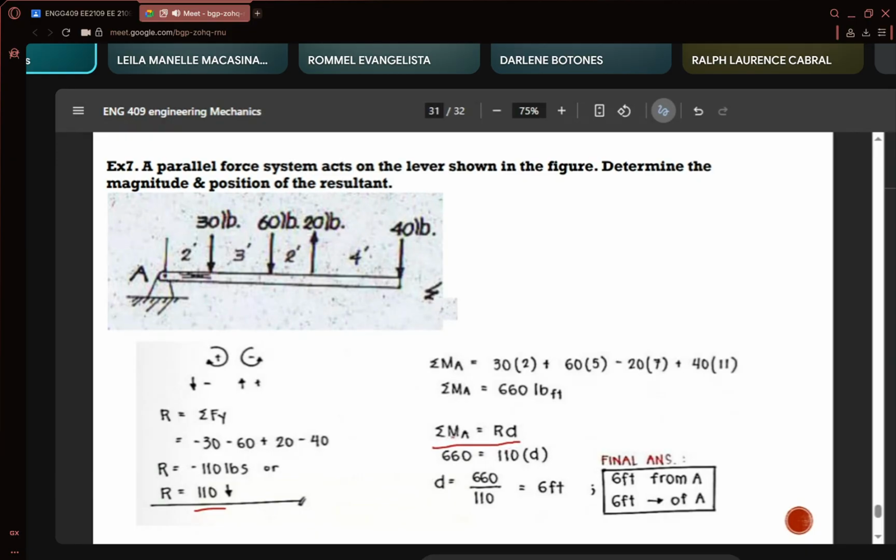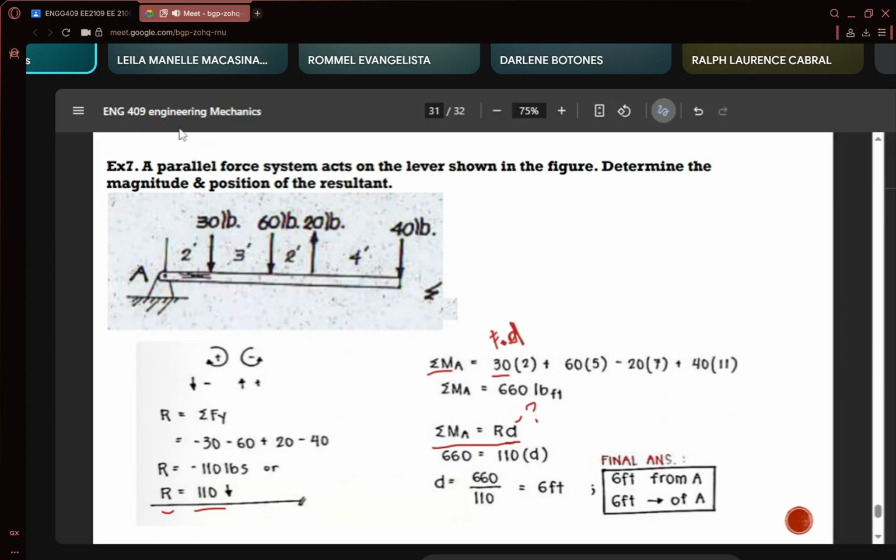Now for the summation of moments, this will be your working equation here. Summation of moments at A is equal to R times D. Where R we already solved, so the D is missing. To solve this, we get the summation of the moments, which is the summation of the forces times the distance. So forces acting on the beam times their distance with respect to A.